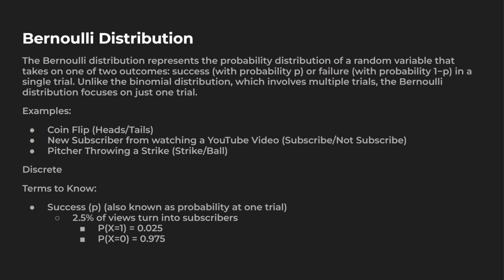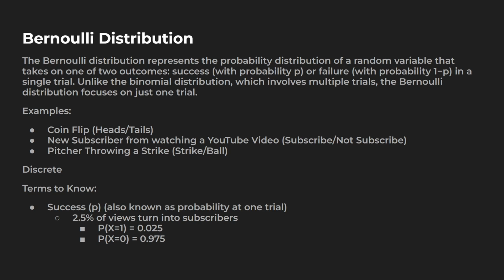You'll see this explained a little bit better on the next slide, but here are some examples, and these are going to be nearly identical to what I showed in the binomial video. A coin flip, right? You could have either heads or tails, but we're taking a look at one specific coin flip as our trial. A new subscriber from watching a YouTube video. So this is going to be a singular view on a YouTube video, right? The user has the chance or the opportunity to subscribe or not subscribe.